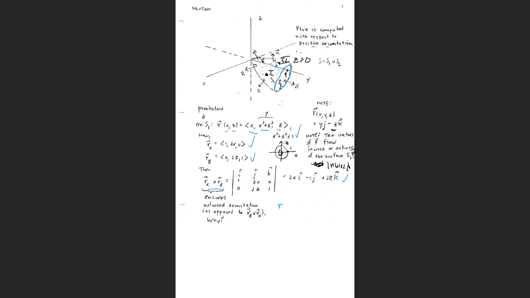If you were to take the cross product the opposite way, instead of positive 2x you would get negative 2x, and instead of negative 1 you get positive 1, and instead of 2z you get negative 2z. But I have to take the cross product correctly to ensure outward orientation.